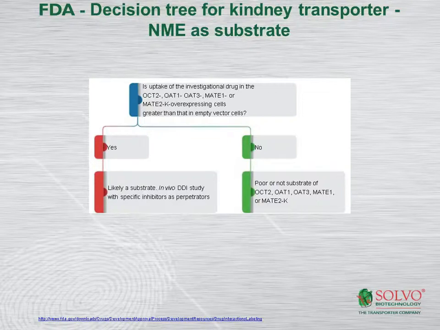And the decision tree is again more or less the same for substrate assays. The uptake needs to be assessed for all these transporters, and if there's an accumulation greater than in empty vectors, that means a significant accumulation, then it's likely a substrate. And if this substrate uptake can be inhibited by an inhibitor, then it's likely really a substrate.